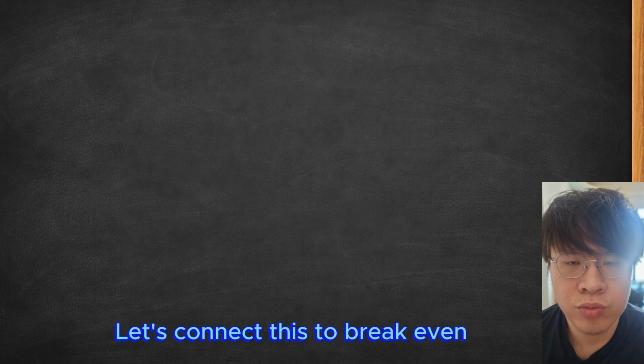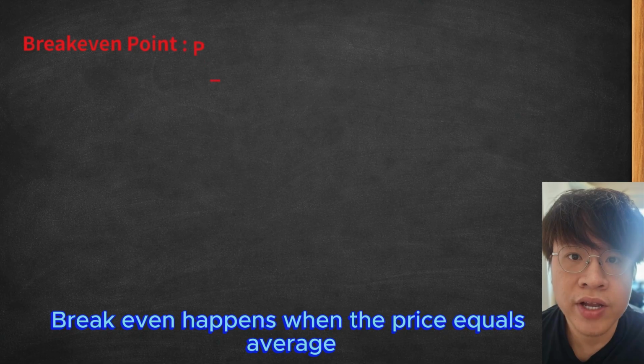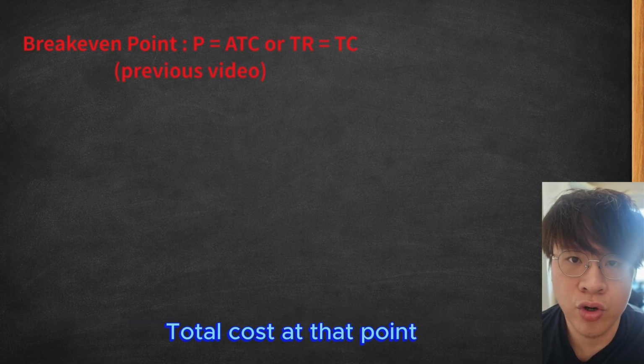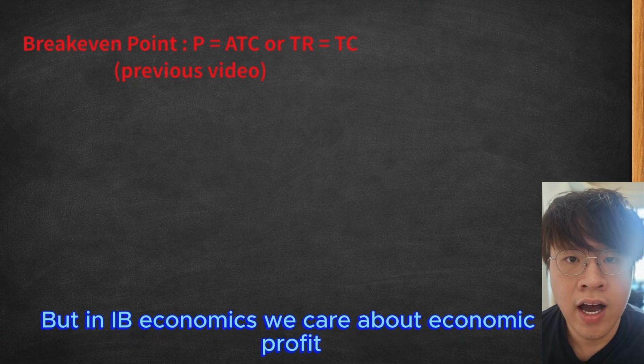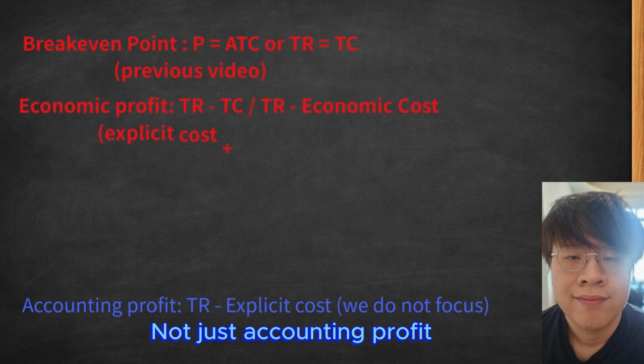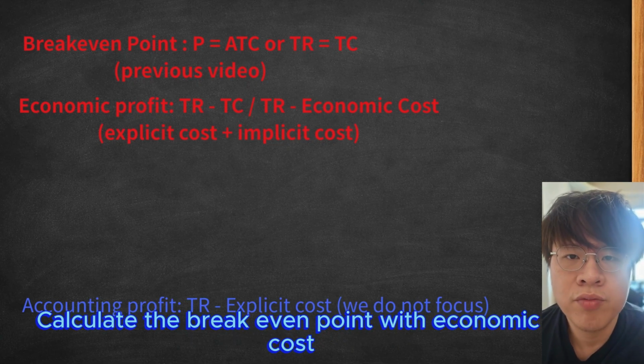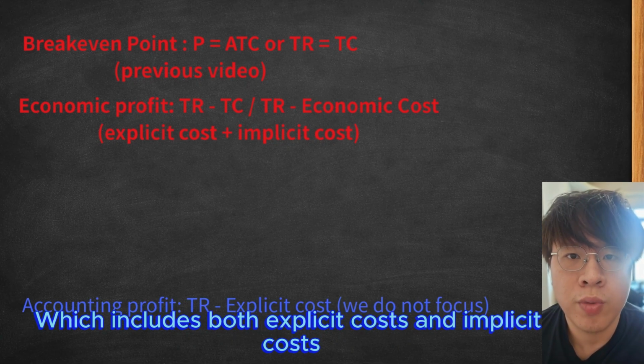Next, let's connect this to break-even and profit. You already know break-even happens when the price equals average total cost. At that point, total revenue equals total cost. But in IB economics, we care about economic profit, not just accounting profit. That means we must calculate the break-even point with economic cost, which includes both explicit costs and implicit costs.